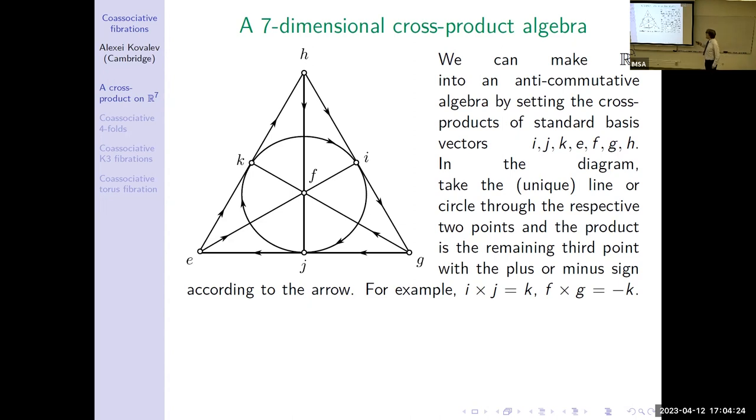So for example, I times J: we're on a circle inside the triangle, we go from I to J in the positive direction, so the product is plus K. And as another example, if we multiply F by G, from F to G we go against the arrow, so that's K with a minus sign. And so there are exactly seven lines, as you can see. So now that we know how to multiply basis vectors, we made a product on R7 compatible with the vector space structure. We made it into an algebra.